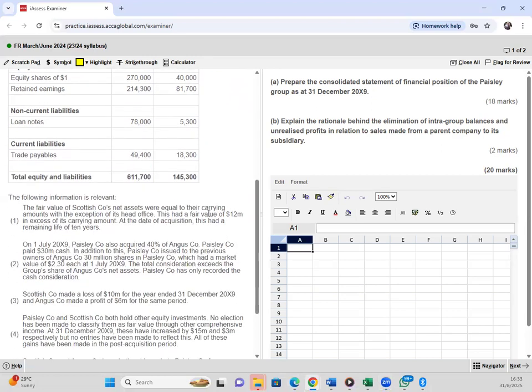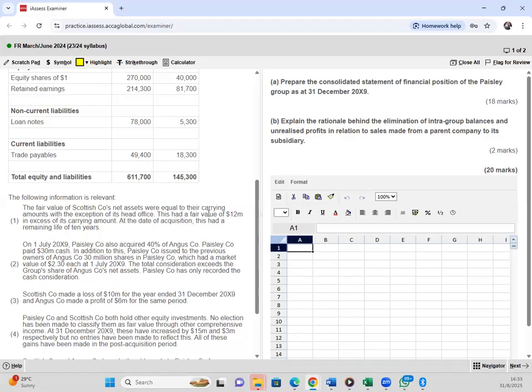The fair value of Scottish net assets was equal to their carrying amount, with the exception of its head office. This had a fair value of 12 million in excess of its carrying amount. This will affect our goodwill calculation. At the date of acquisition, this had a remaining useful life of 10 years. So if the fair value on the date of acquisition is different from the carrying amount, it will affect the non-current asset figure in the balance sheet and the goodwill calculation figure.